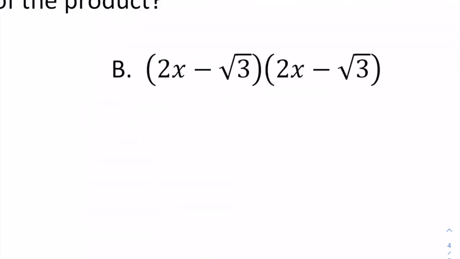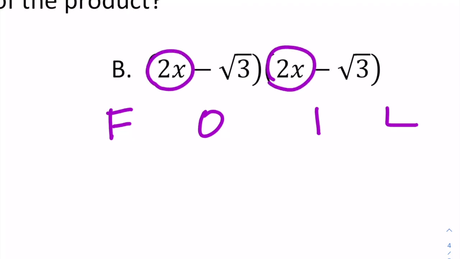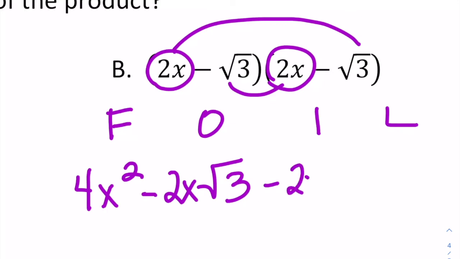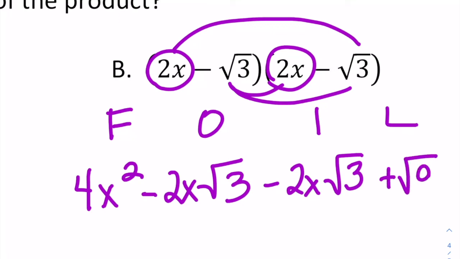Let's multiply a binomial. So we're going to use FOIL to expand this. So looking at the first terms, 2x times 2x, well, that's just 4x squared. The outer, 2x times negative square root of 3 will be 2x square root of 3. The inner will have minus 2x square root of 3. And for the last, we'll have plus square root of 9.